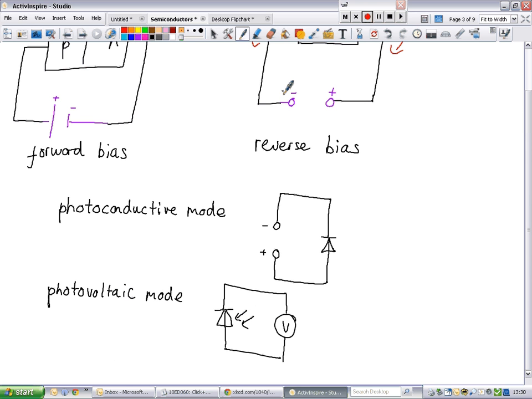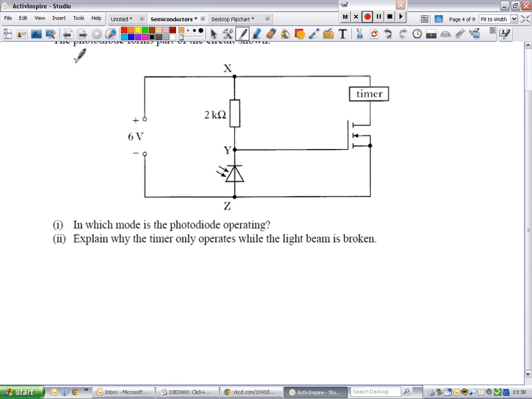So photovoltaic mode and photoconductive mode, forward bias and reverse bias. You've got to be able to identify all of these. So learn them and know what they are. Right, on to the sort of questions that you can expect to get on this.